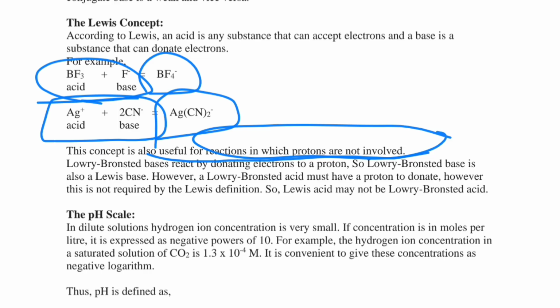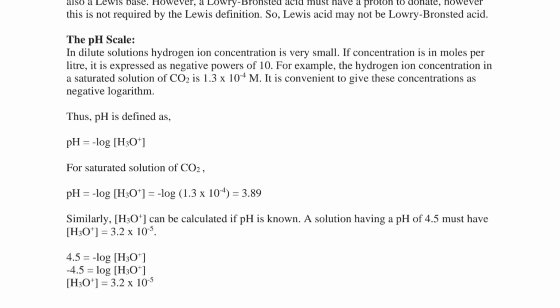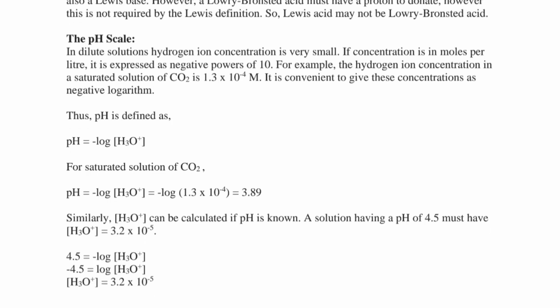So if you are given a question of any type, you first have to see Arrhenius, then Bronsted-Lowry, and then the Lewis concept, so you can get a better understanding of what concept this question belongs to. Then you can mark the correct answer. The pH scale: pH is a concentration in moles per liter expressed as negative powers of ten.